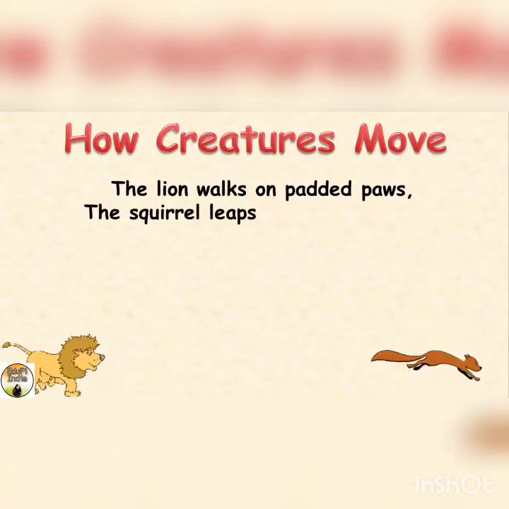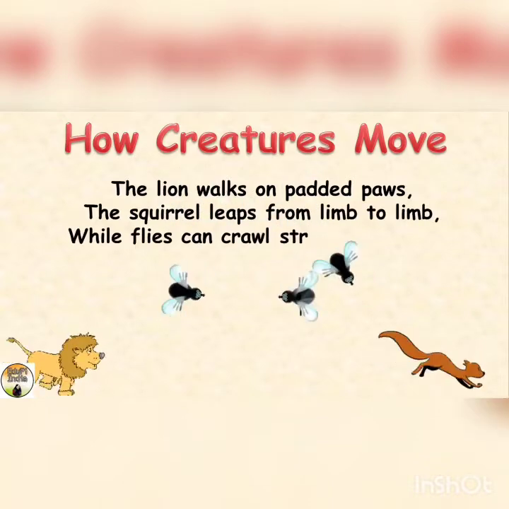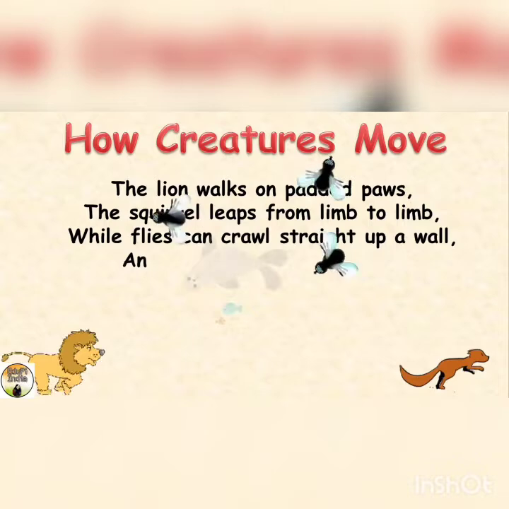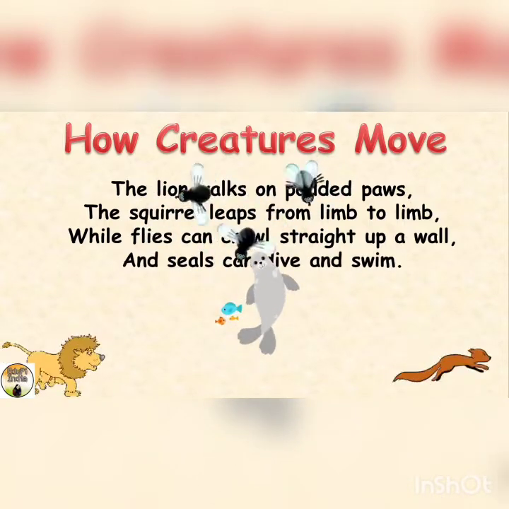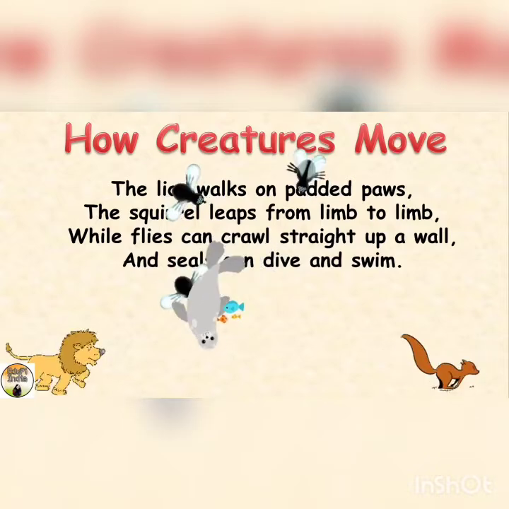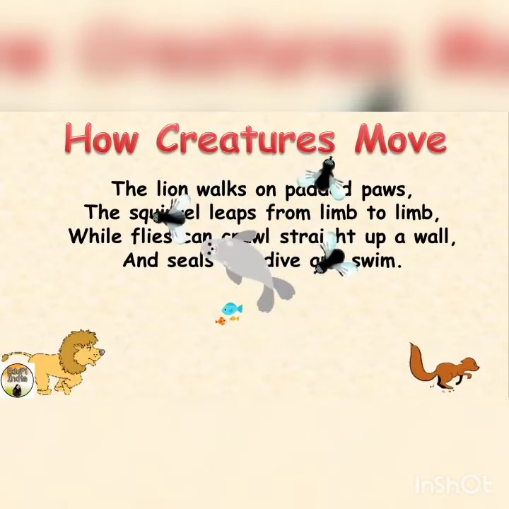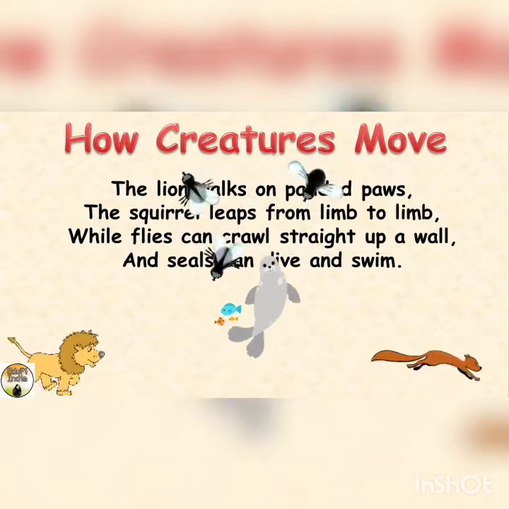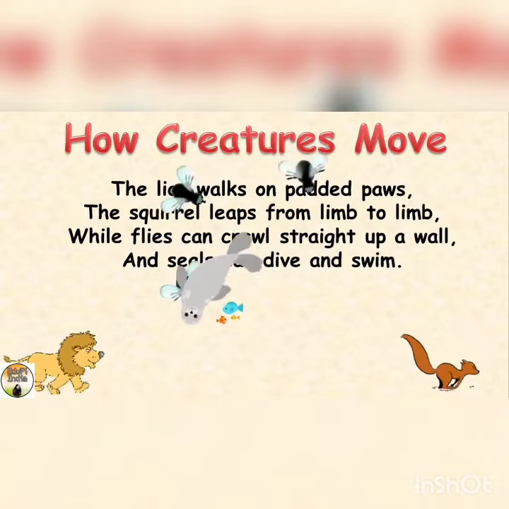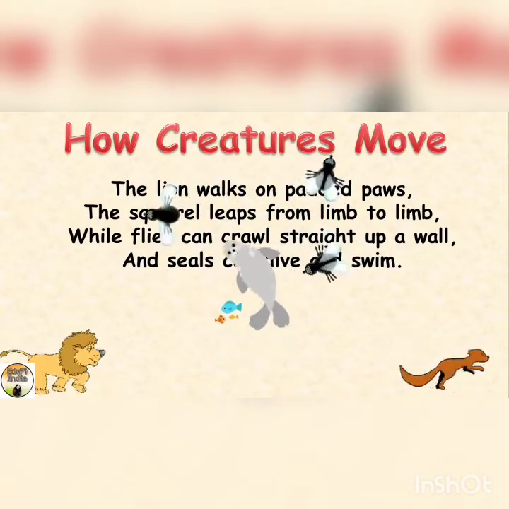So, lion walks on padded paws. The squirrel leaps from limb to limb, while the flies can crawl straight up a wall and seals can dive and swim. So, lion is walking. You can see in the picture also. Lion is walking and it is walking on the padded paws. What are padded paws? I'll show you the picture of that also.